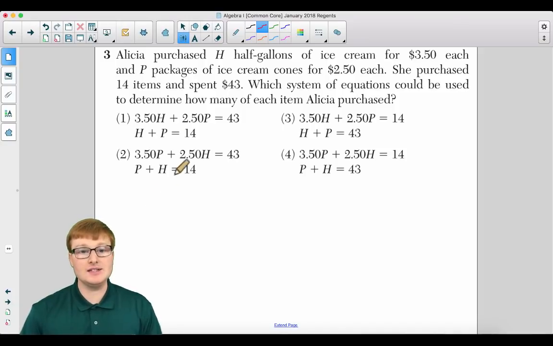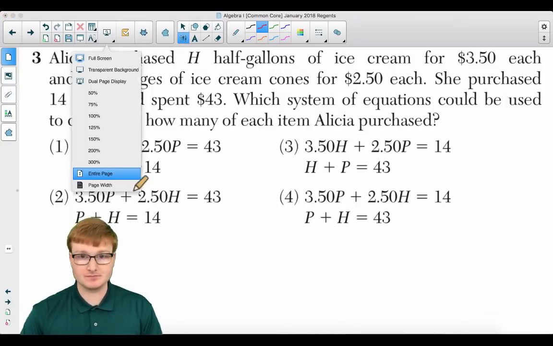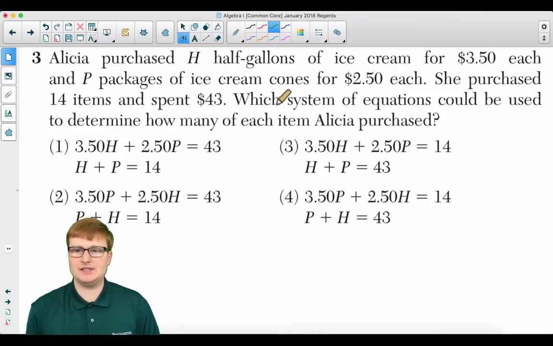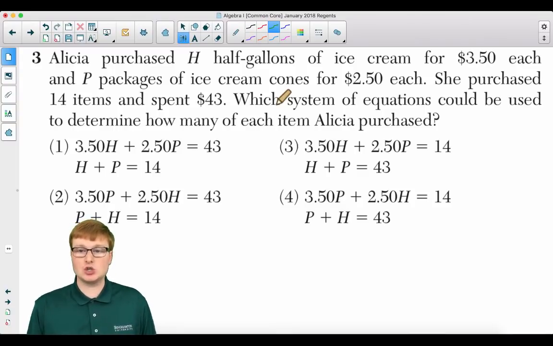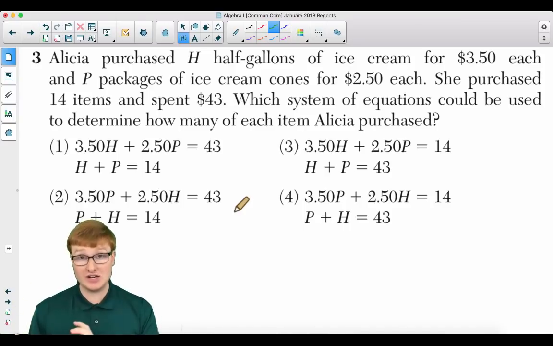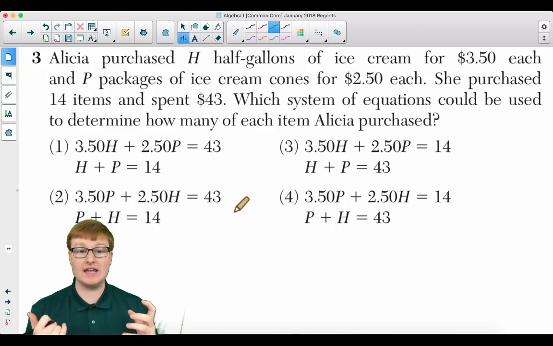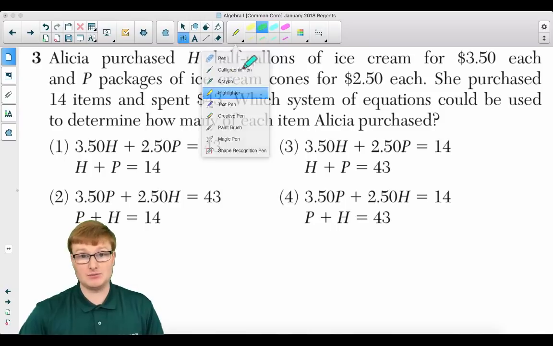Moving on to number 3. Alicia purchased H half gallons of ice cream for $3.50 each and P packages of ice cream cones for $2.50 each. She purchased 14 items and spent $43. Which system of equations could be used to determine how many of each item Alicia purchased? Okay, so what I like to do is I always like to create a cost function or an equation, and I like to create an equation of how many items she purchased.